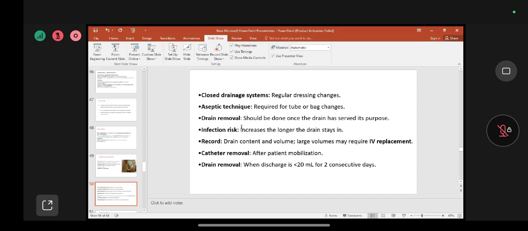After the post-operative period, the drain should be removed once it has served its purpose. If the drain stays longer, the risk of infection may increase. Drain content and volume should be recorded daily. If there are large volumes present in the drain, then IV replacement should be done. And catheter removal should be done after the patient's mobilization. Drain removal criteria: when drain volume is less than 20 ml for 2 consecutive days.